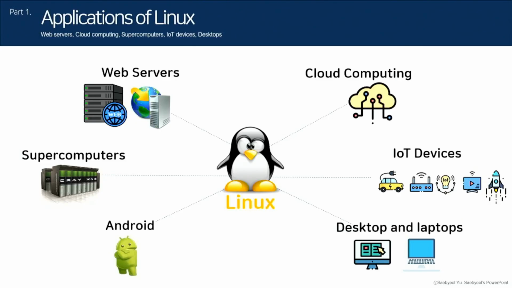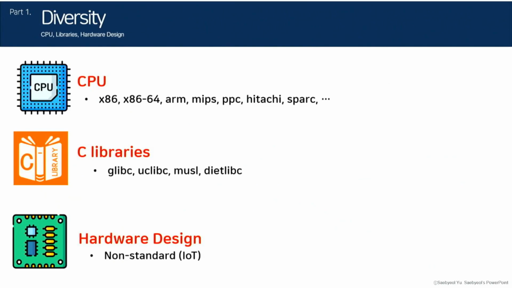Linux has a broad application spectrum, being utilized in web servers, supercomputers, PCs, Android, and IoT devices. The most distinguishing feature of Linux is its diversity. It can operate on a vast array of CPUs, from Intel to ARM, MIPS, PPC, and beyond. This diversity is amplified by the range of C libraries.